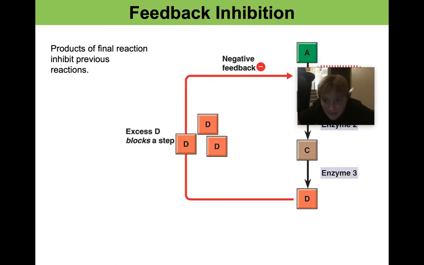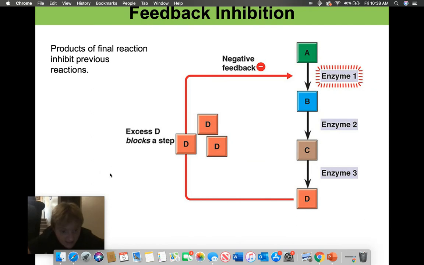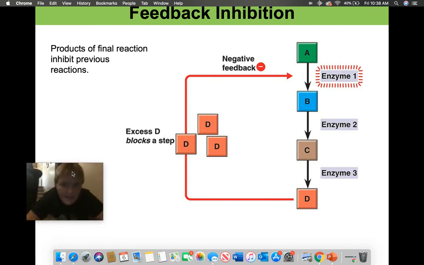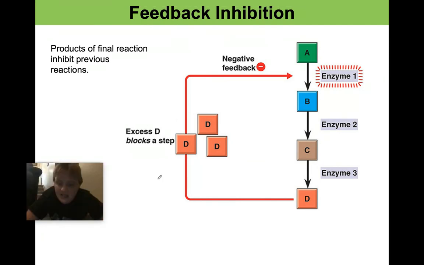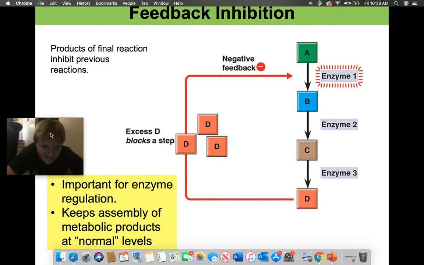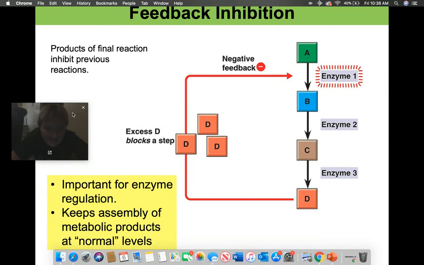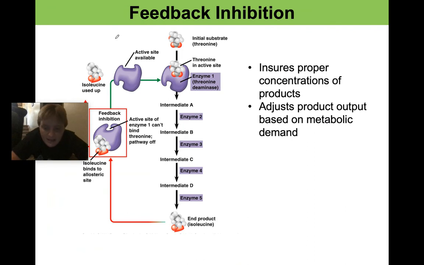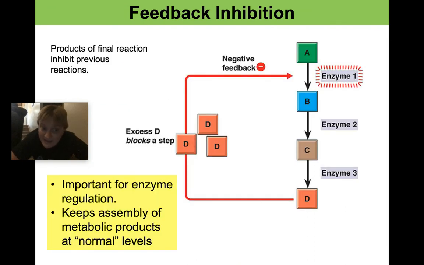Now let's talk about homeostasis and feedback really quick. Feedback inhibition. We talked about feedback loops for a bit. In this case, we are almost done, by the way. The products of the final reaction can inhibit previous reactions. This is if maybe we want to do a chemical reaction, but we don't want to do it so much that we get too much of a product.